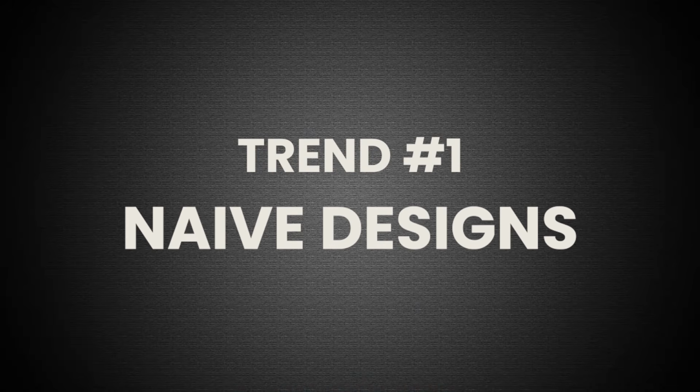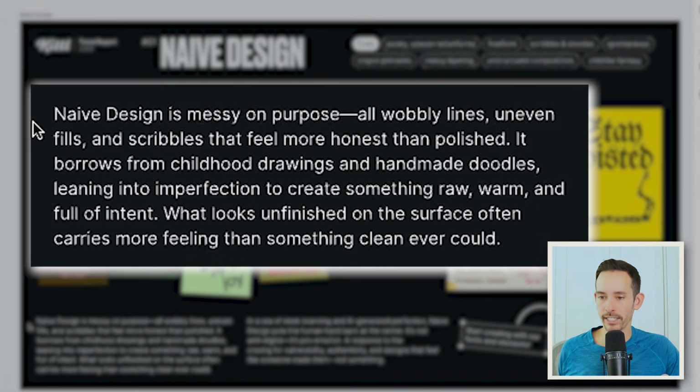Let's just jump into trend number 1, which Kittl is calling naive designs. Here in the report, it explains that naive design is messy on purpose. All wobbly lines, uneven fills, and scribbles that feel more honest than polished. It borrows from childhood drawings and handmade doodles, leaning into imperfection to create something raw, warm, and full of intent. What looks unfinished on the surface often carries more feeling than something clean ever could.